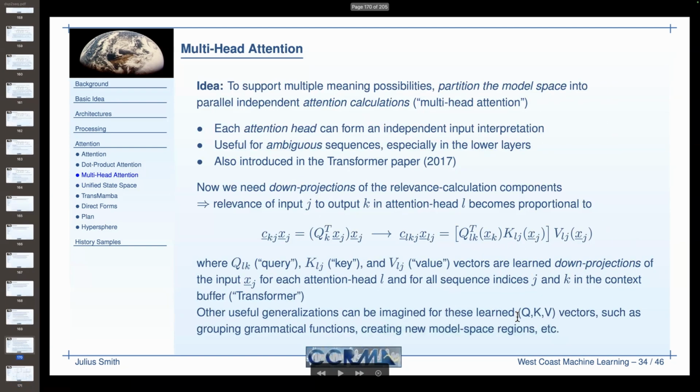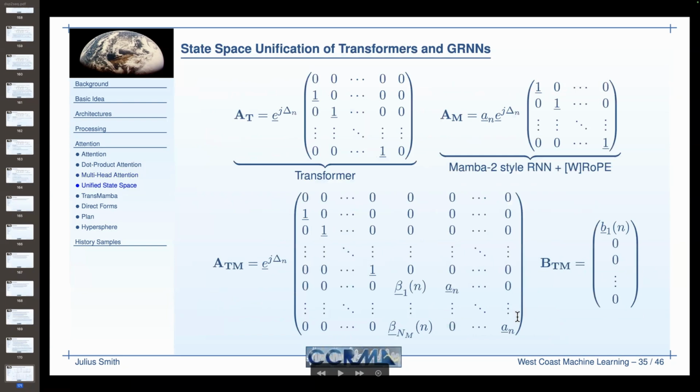So now it's time for the grand unification of transformers and gated RNNs. And so this sort of harkens back to the state space formulation where you have this feedback matrix A sub t. So for the transformer, it looks like this. It's just a shift. And I'll go ahead and throw in the RoPE for positional encoding. And so an input comes in on the top and it gets shifted down. And that's just your FIR filter case.